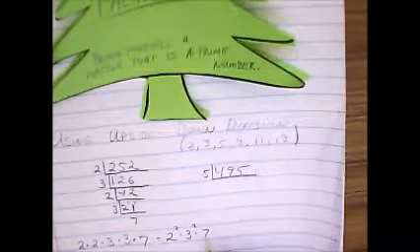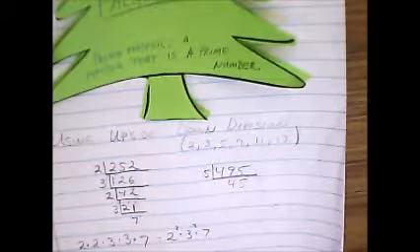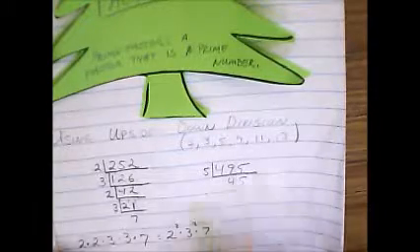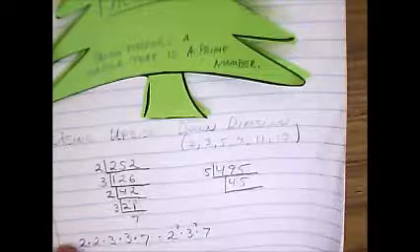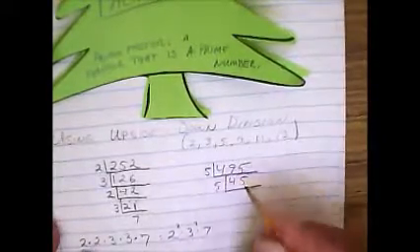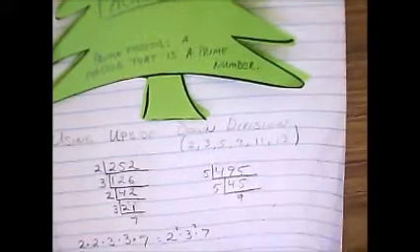You want to know what it is? 99 times. Okay. Now, is 99 prime or composite? It's composite. So what do I do? I start over again, right? What number will go into 99? 3 will go into 99 how many times?